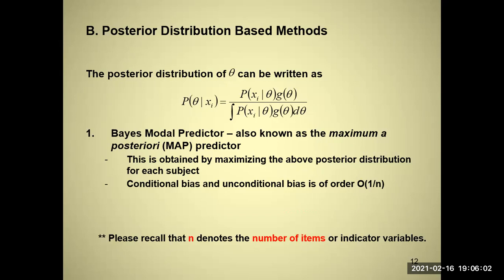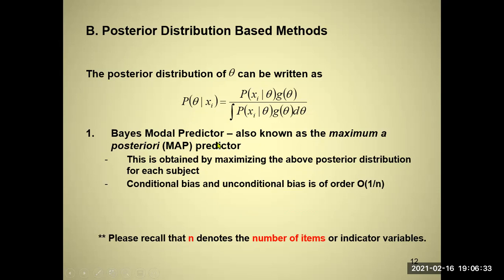Let's turn now to the posterior distribution-based methods. This approach is a little different. Now what you have is a posterior distribution of theta, and it can be written in this manner here in a very conventional way. So you get the posterior distribution of theta, theta given the realizations of X sub i, the observed scores, and you can see this expression, a very standard kind of expression here.